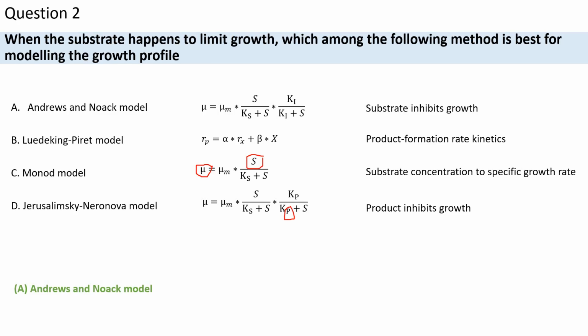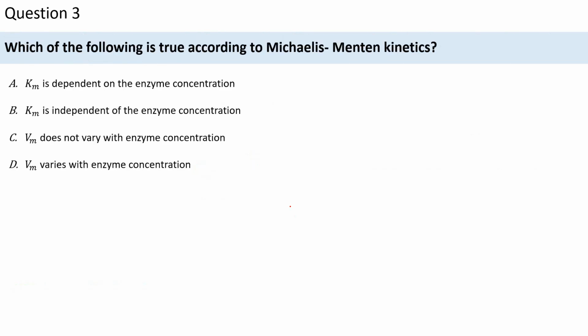Whereas the Luedeking-Piret model, you know this is going to come under product formation kinetics. Whereas you don't know what the Andrews-York model and the Jerusalimsky model are. So you can categorize while studying what are the product inhibition kinetics, what are the substrate inhibition kinetics, and all these things while studying. If you can figure that out, it will be very easy for you guys while solving the problems. Okay, just a minute.